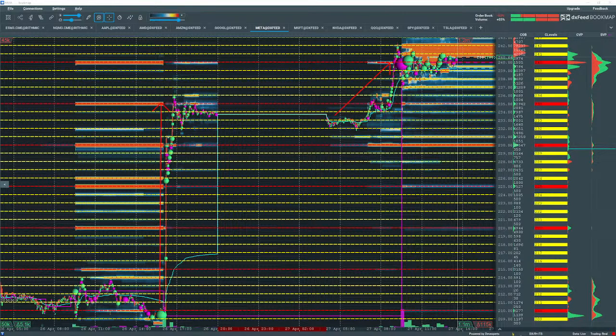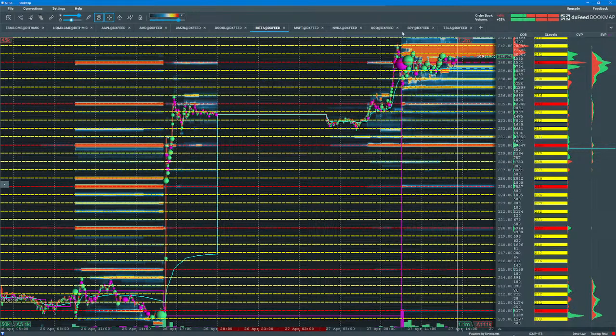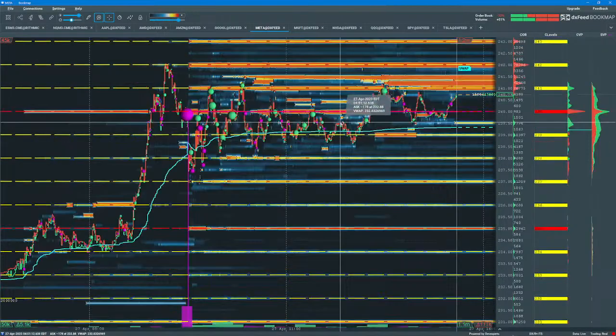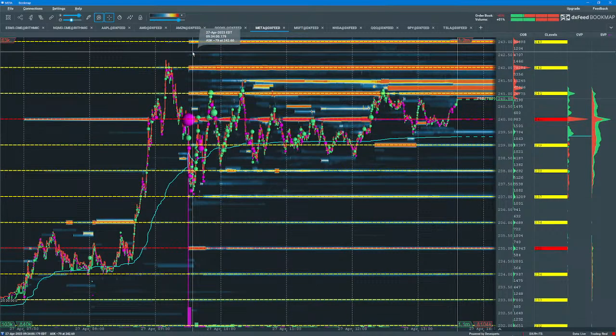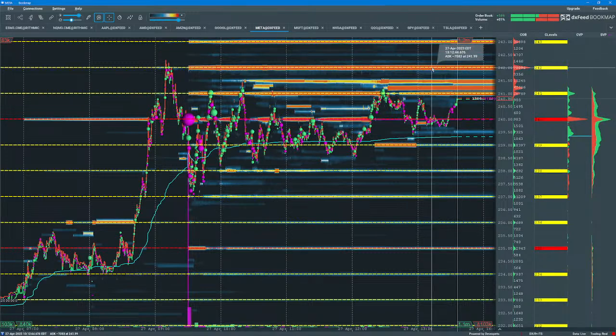So big move higher in Meta, certainly helping to drive the NASDAQ higher. And right now, Meta is up about 15% for the day. So pretty strong move in Meta. And definitely the move was all pre-market.